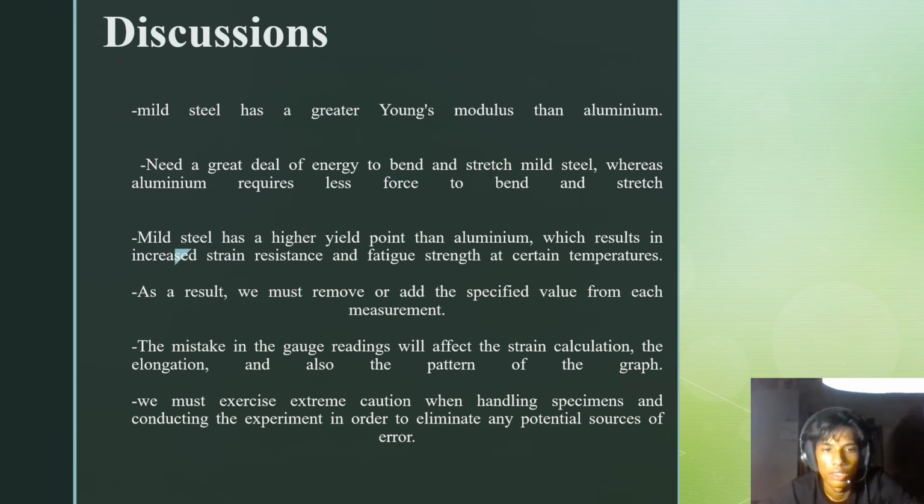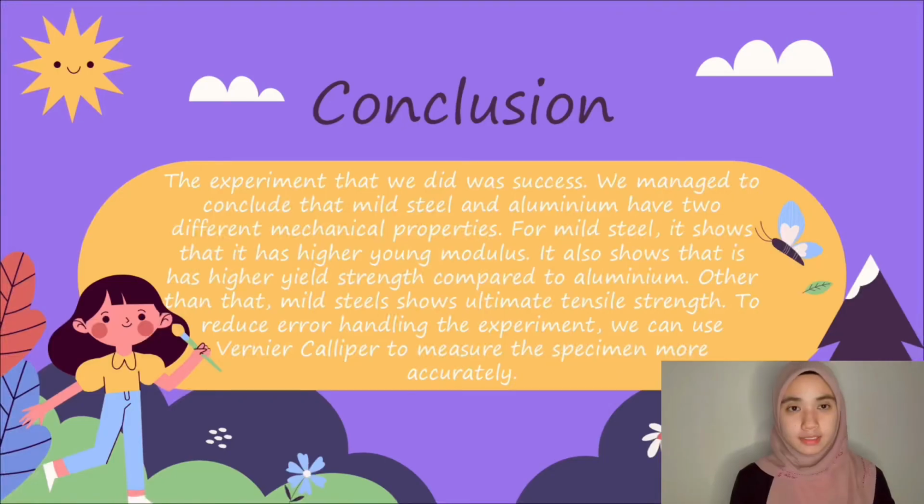As a result, we must remove or add the specified value from each measurement. The mistake in the gauge reading will reflect in the strain calculation, the elongation, and also the pattern of the graph. Lastly, we must exercise extreme caution when handling the specimen and conducting the experiment in order to eliminate any potential error. Next, the conclusion.